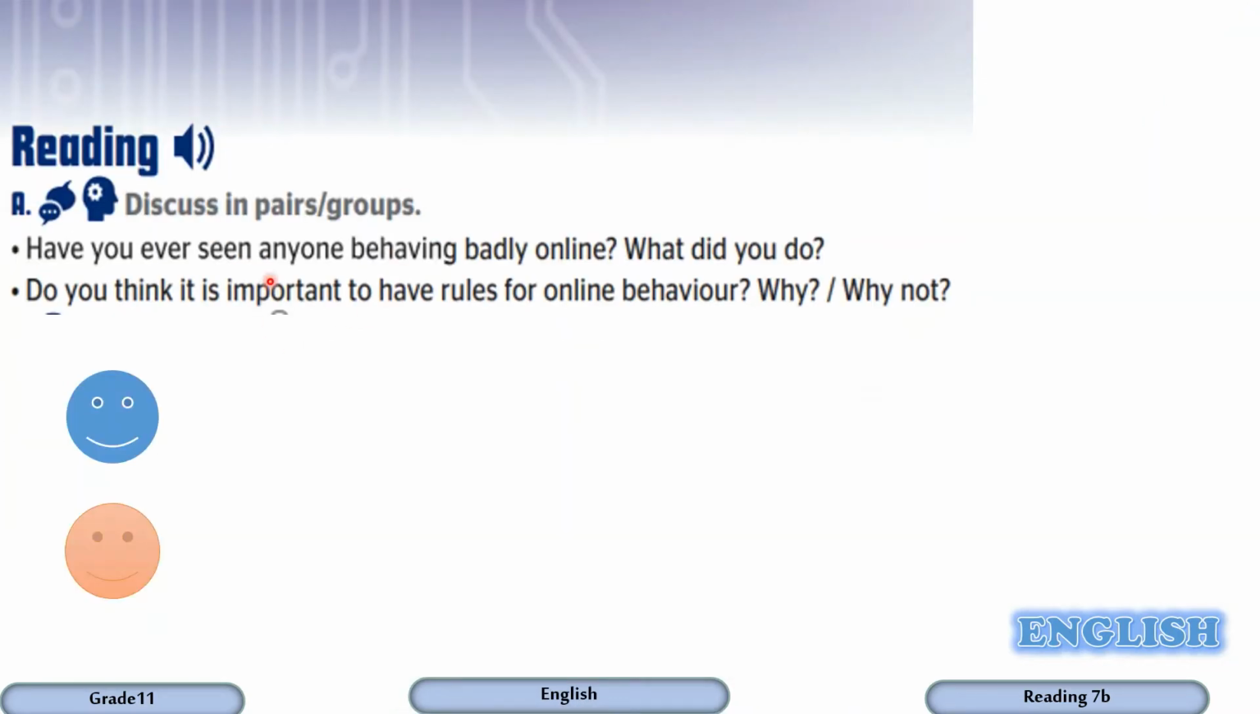Move on now to the second question. Do you think it is important to have rules for online behavior? If it is yes, why? If it is no, why not? Let's check the answers of some students.